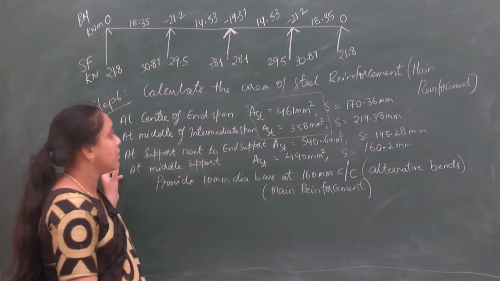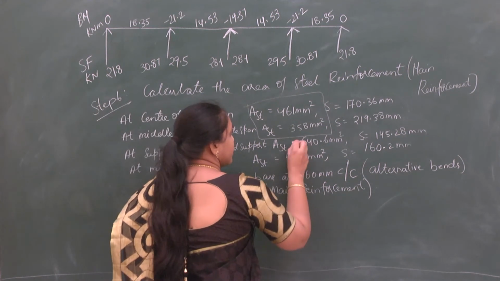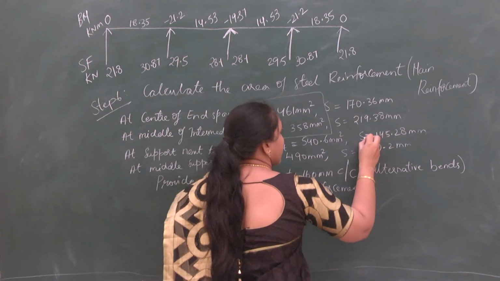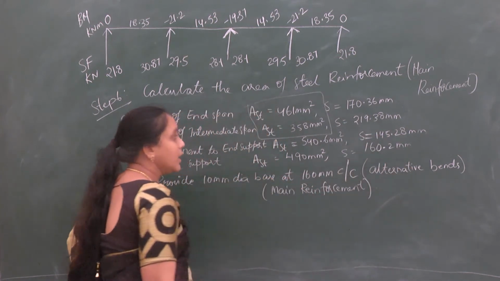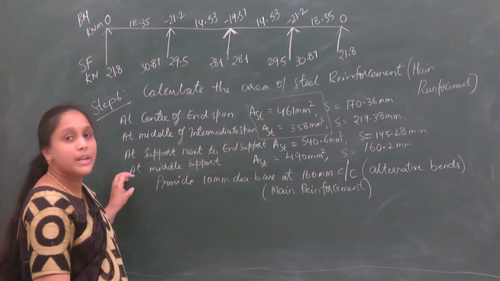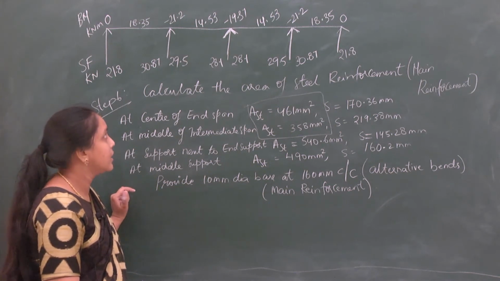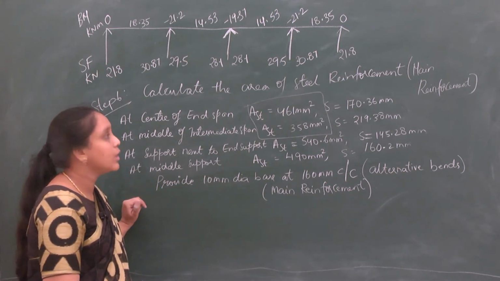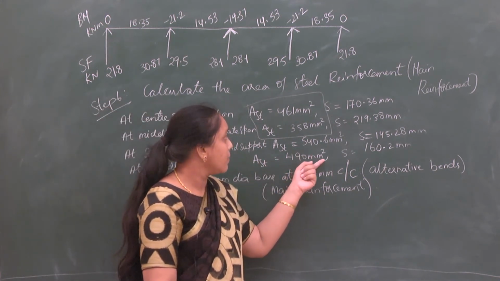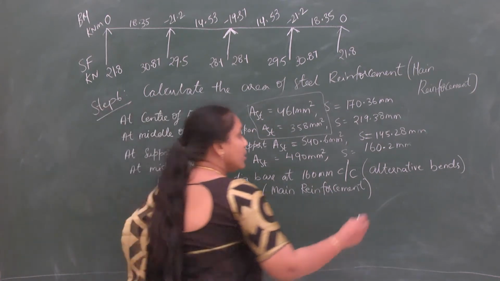So at the maximum bending moment, what is the area of steel required? The required area of steel is 540.6 mm square, and the spacing we have got is 145.28 mm. And at the middle support also we have a negative moment, that is minus 19.37 kilonewton meter, and the area of steel for this is 490 mm square, and the spacing here is 160.2 mm.